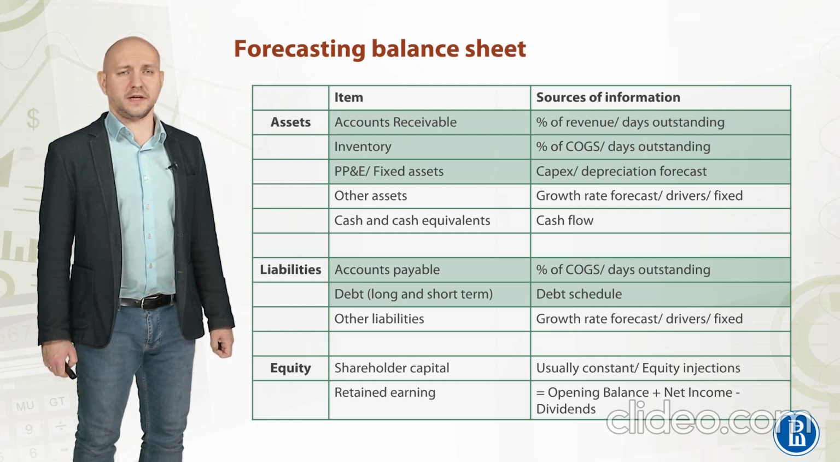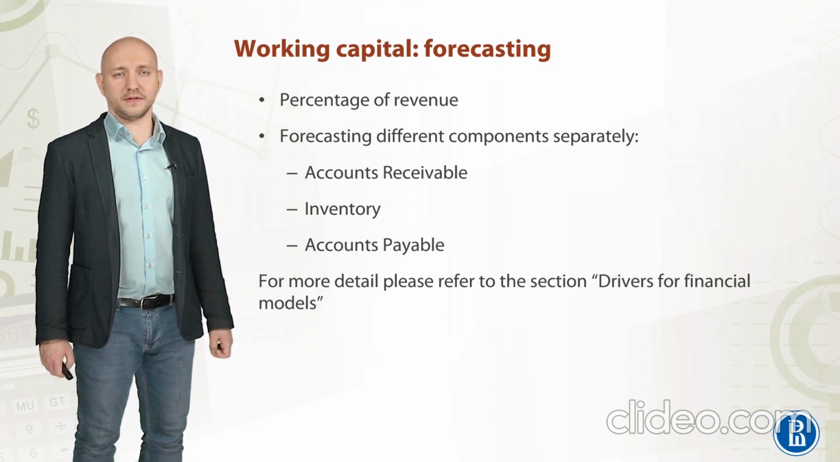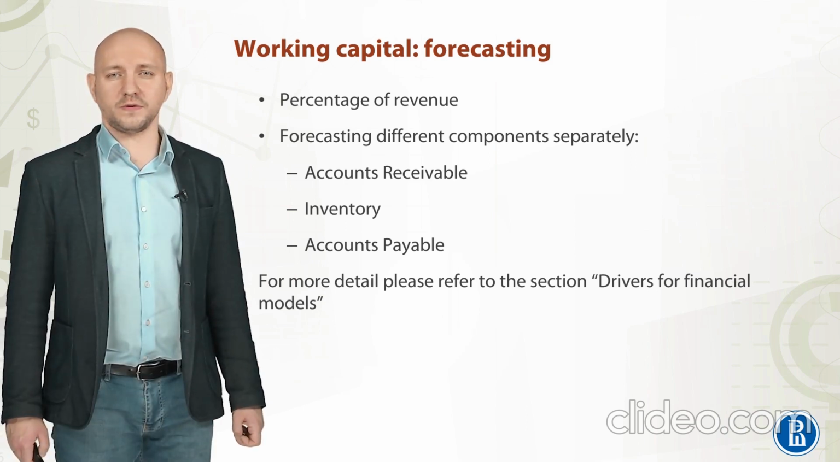At the equity level, we have shareholder capital and retained earnings. So let's try to understand better how those balance sheet items could be forecasted. If we talk about working capital, we usually mean accounts receivable, inventory, and accounts payable. And those items are forecasted in different ways. We have already covered this part in our previous lectures, so I'm going to be short with this question.